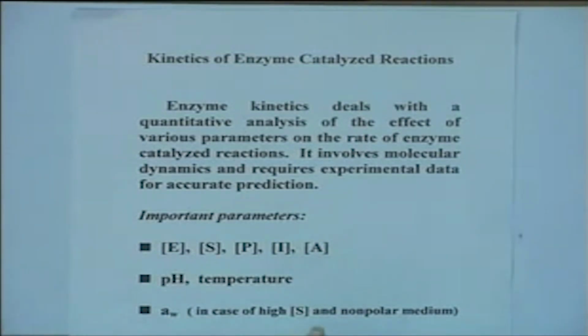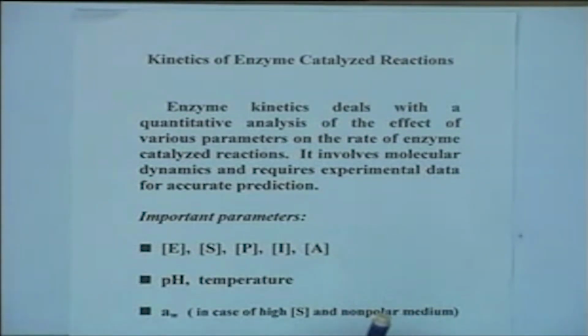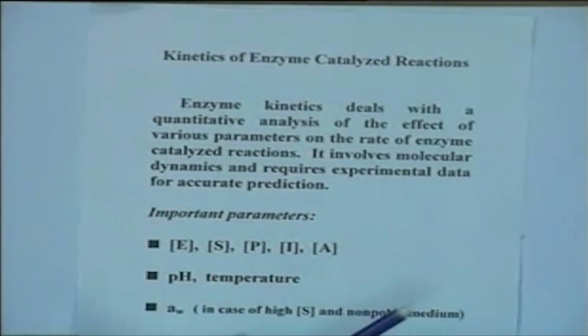So basically what I am trying to say is that when we talk of enzyme kinetics, we are looking into the molecular dynamics of various species involved in the reaction, their interconversions, and the effect of those interconversions on the rate of the reaction as a function of the different parameters listed here.